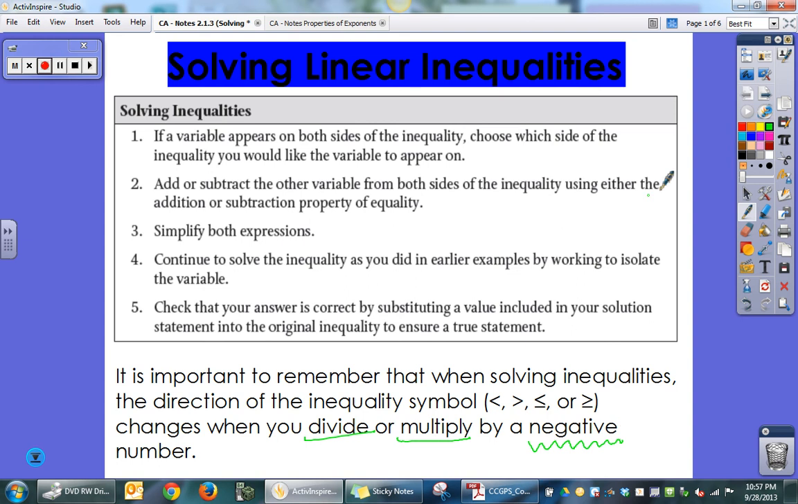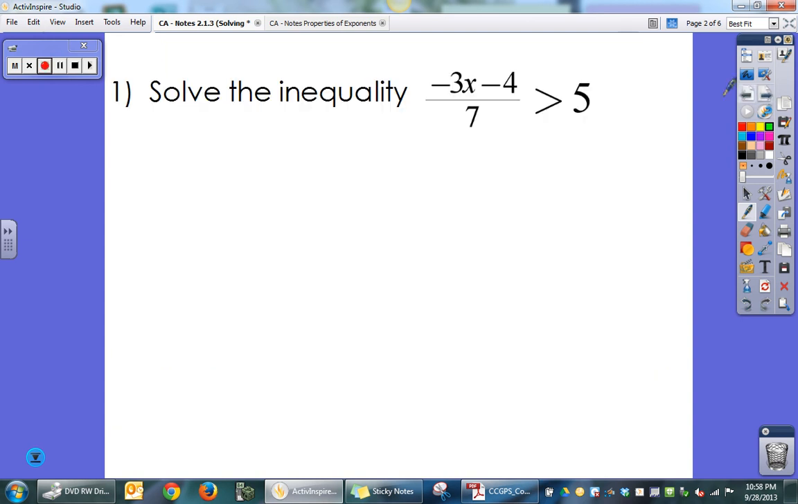Alright, let's look at the first example. So I'm solving my inequality. Remember, just like an equation, I'm looking to isolate my variable. In this case, it's x. So first thing I need to do is get rid of this fraction. Since I'm dividing by 7, I can multiply both sides by 7, and that will get rid of that fraction on the left-hand side. Negative 3x minus 4 is greater than 7 times 5, so 35.